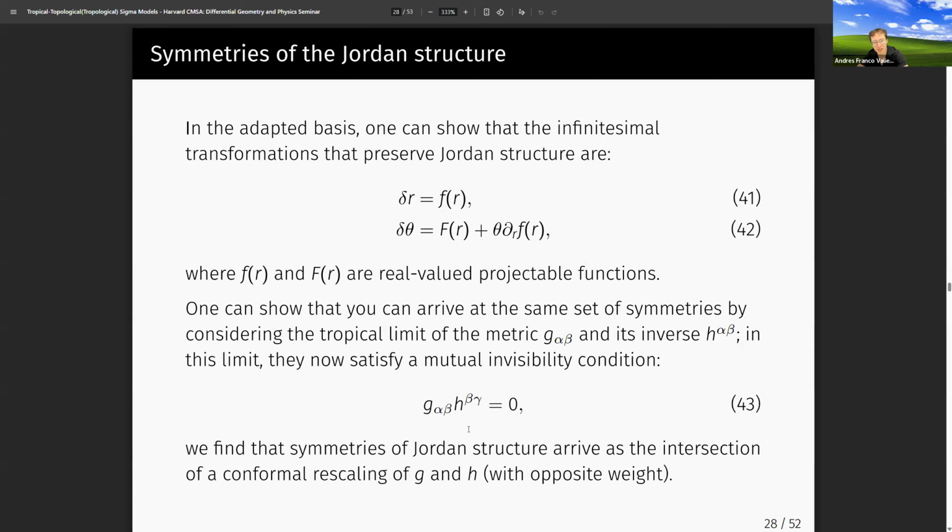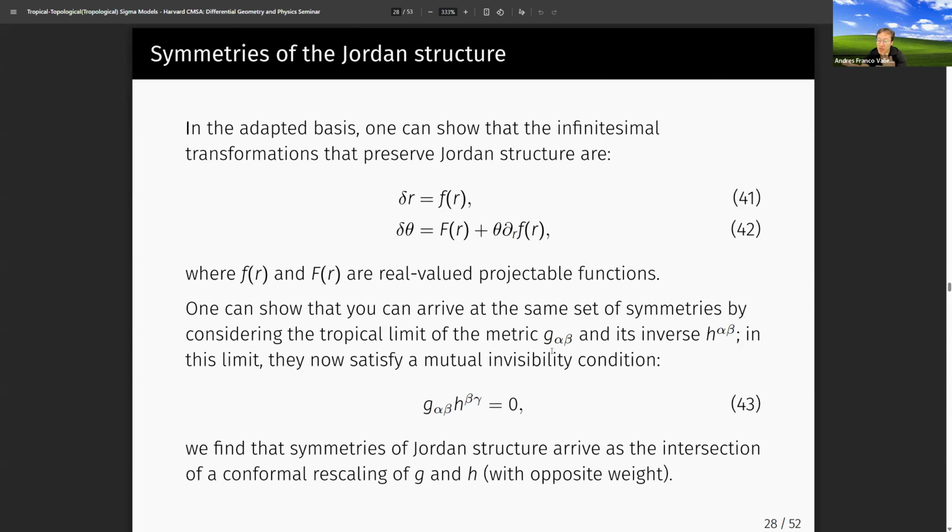Instead, to satisfy this mutual invisibility condition, and it turns out that you can, if you look at how you can preserve that equation, then you can actually perform a conformal rescaling of G and H with opposite conformal weights. So if one goes with e to the omega, then the other one will go with e to the minus omega. And it turns out that if you look at the Lie algebra of that symmetries, it's going to recover the symmetries of the Jordan structure.